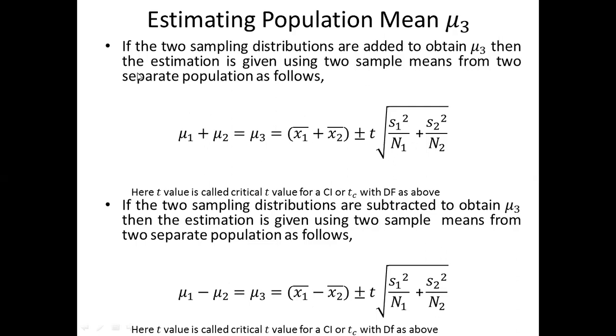So for the case when the two sampling distributions of means are added, we get the new estimation something like this, and when the two sampling distributions of means are subtracted, we get the estimation something like in this equation. And the only thing that changes is the degree of freedom, or the DF value. So, the case of one sample population.